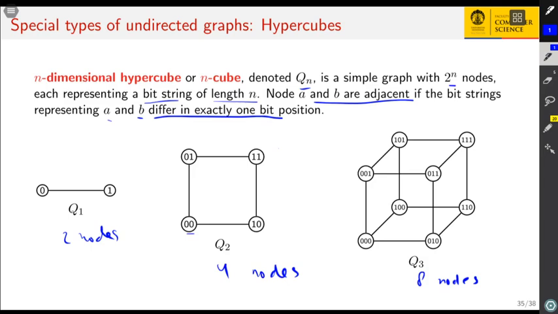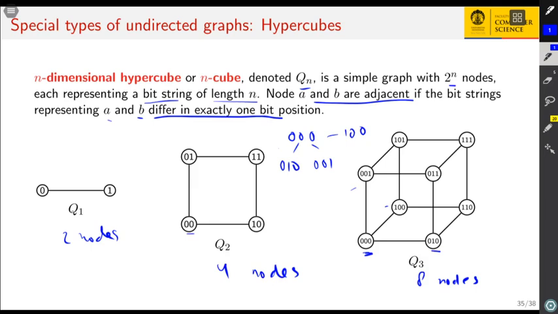Also Q3, you see, for example, 000 differs in one bit position with 010, 001, and then 100, right? So 000, and then you see 010, 001 and 100. So they differ only in one bit position. So you see, it looks like a cube, right? And therefore that's why it's named hypercube.